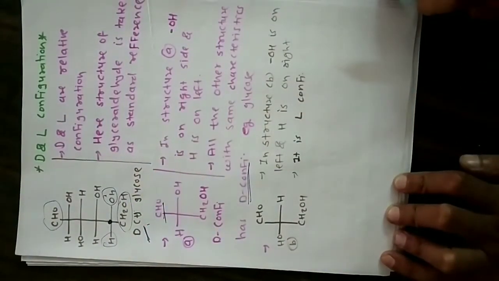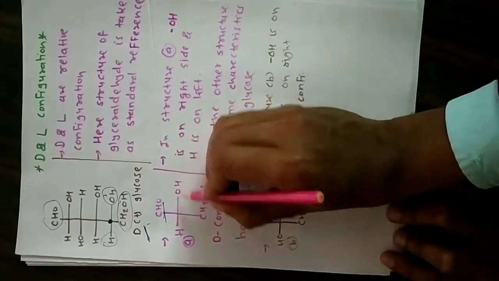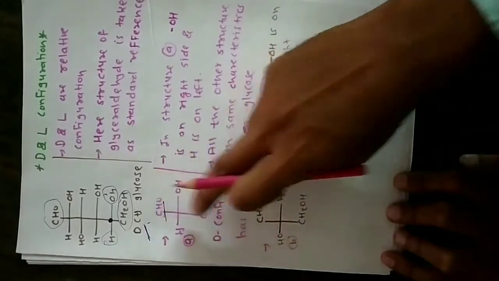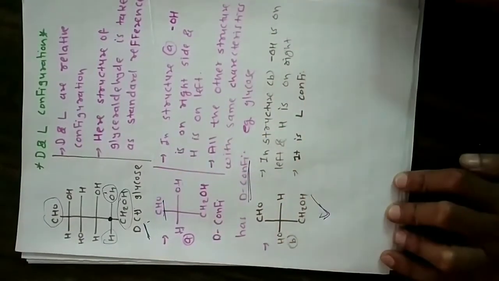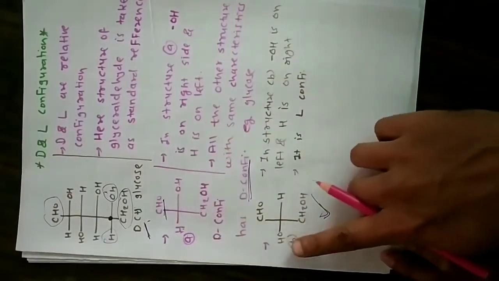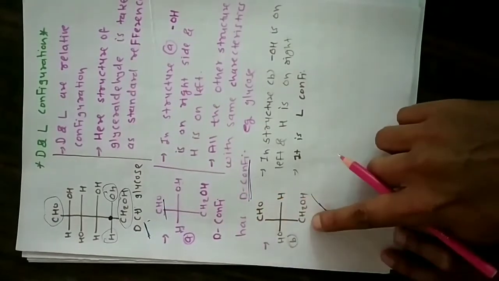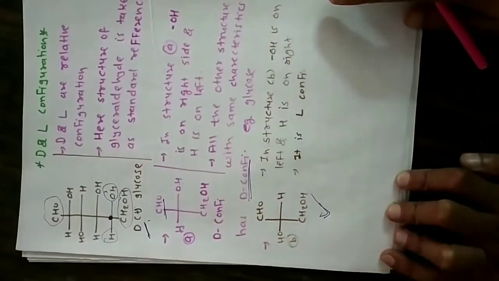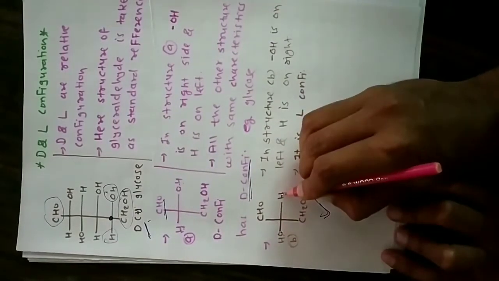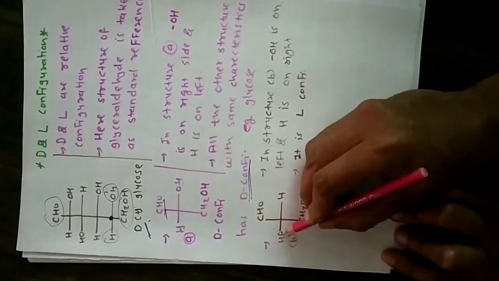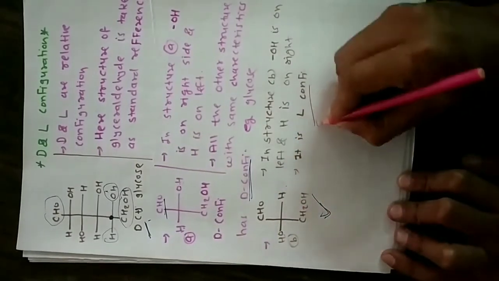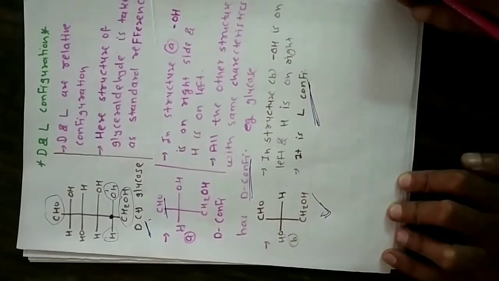Okay. What you have to check is mainly the hydrogen and OH group. Now you can see this structure. In this last structure, I have exchanged the place of hydrogen and OH. You can see CHO and CH2OH are both as such, but the position of H and OH is different here. So if these two have exchanged their place, then the configuration will be L configuration. The configuration is said to be L configuration.